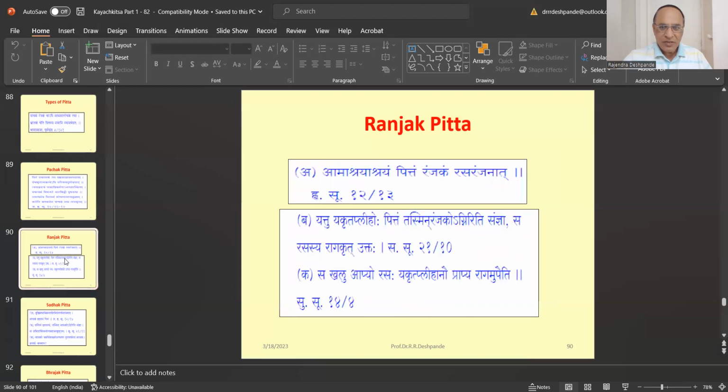I will go for 90. This is Bhrajak Pitta. Bhrajak Pitta is specifically for the erythropoiesis, formation of the red blood cells, formation of the hemoglobin. As per the Ayurvedic concept, it is the duty of Bhrajak Pitta. Amashaya Pittam Ranjakam Rasaranjanat. So you will be surprised, sir, what is their Amashaya? Because we know that the RBCs are formed in the bone marrow. Yes, I know.